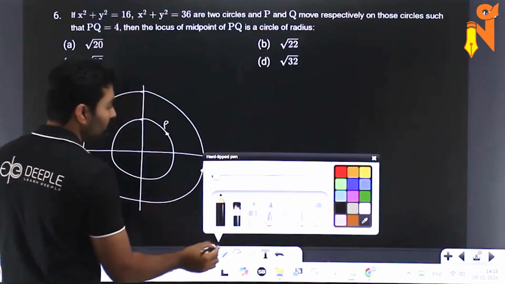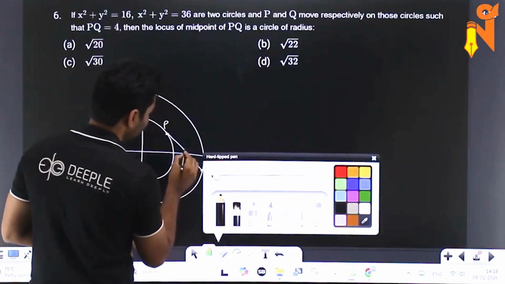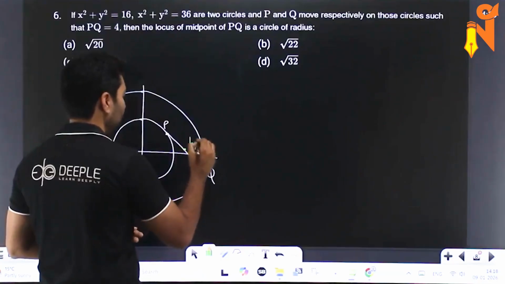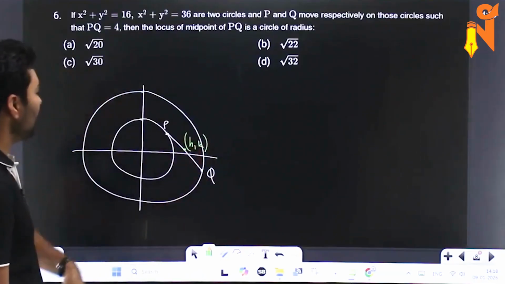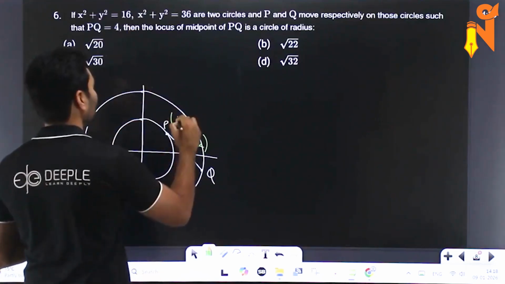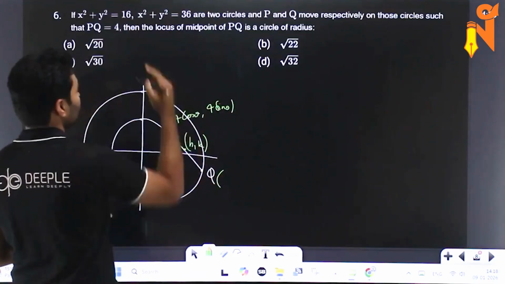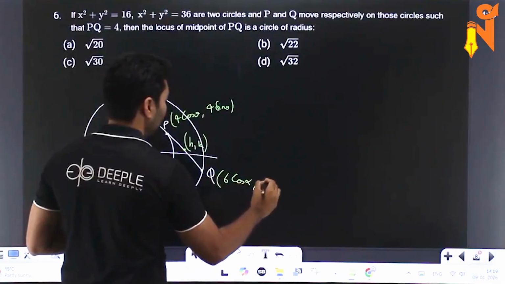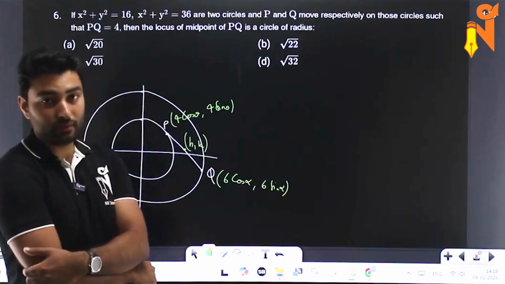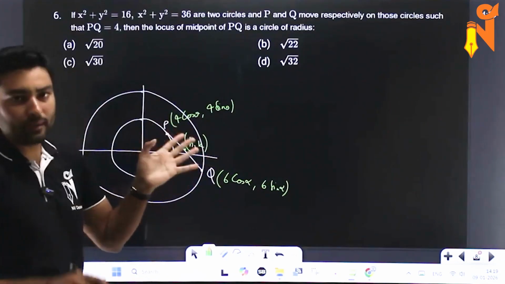So what is the question? The midpoint of PQ. Let's say it's here. Find the locus of the midpoint of PQ. So obviously H comma K is the midpoint here, right? Now what will I do? I will assume P and Q. P I will assume as 4, so 4 cos theta, 4 sin theta, and Q is on this, so 6 cos alpha, comma 6 sin alpha. I'm taking a parametric point here. Why? Because using these two points in parametric form, it's a very simple question.